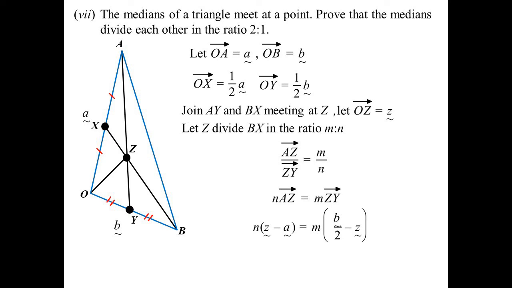Those vectors, head minus tail. So I get Z minus A for the first one, B over 2 minus Z for the second one. And just moving things around a bit, I come up with (M plus N)Z equals NA plus MB over 2. But you see, Z also will divide AY in the ratio M to N. So in other words, I could say that these ratios are equal. We know that. I mean, that's a feature of a triangle. The medians cut each other in the same ratio. We're just trying to find out what that ratio is.